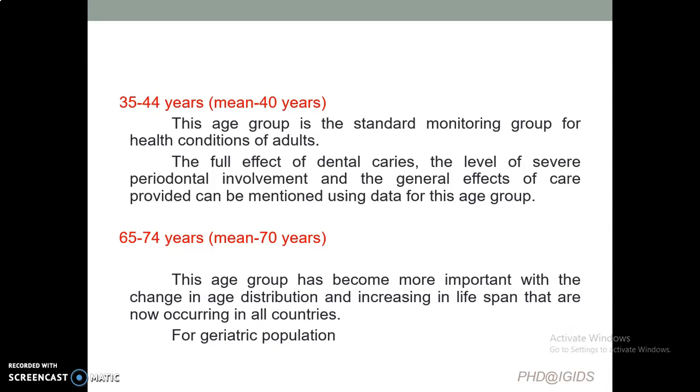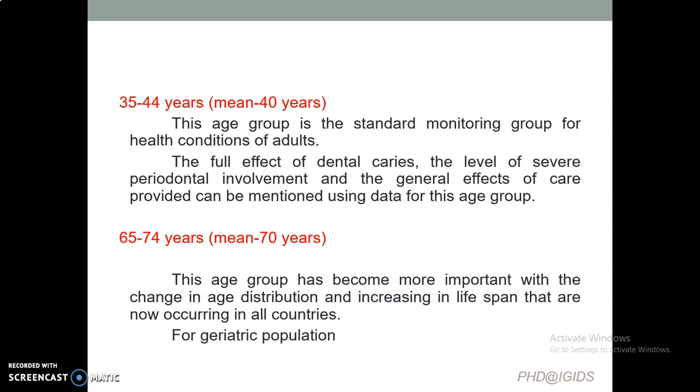The last age group is 65 to 74 years, with a mean of 70 years. This age group is recommended to study geriatric oral health. Geriatric is the oral health care of the elderly. So it could be dentulousness and it could be the problems faced by the geriatric population. The ideal age group to study this is 65 to 74 years. It was a recently added age group. Initially, this was not there.